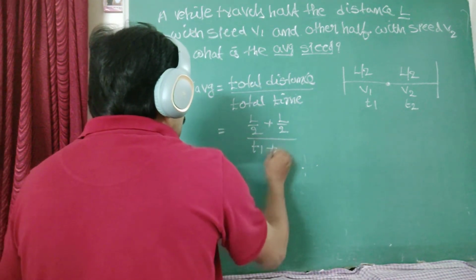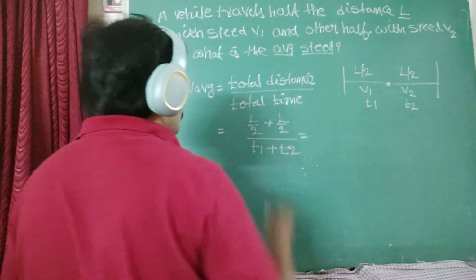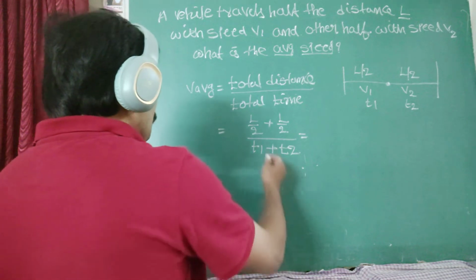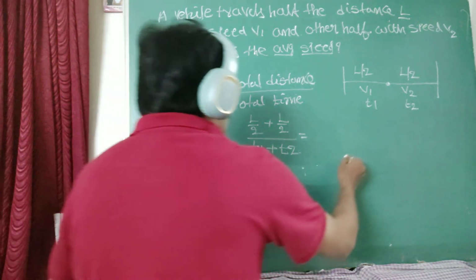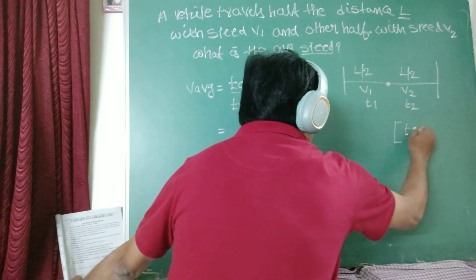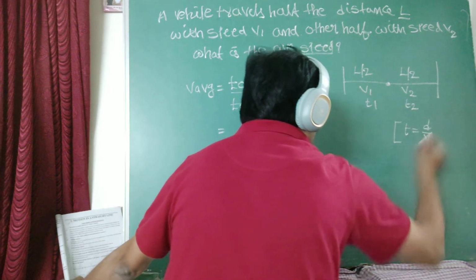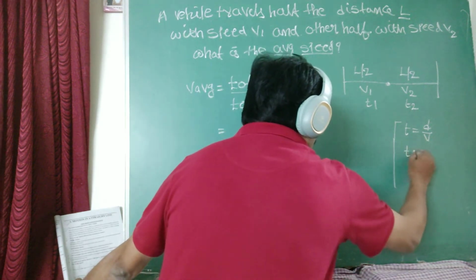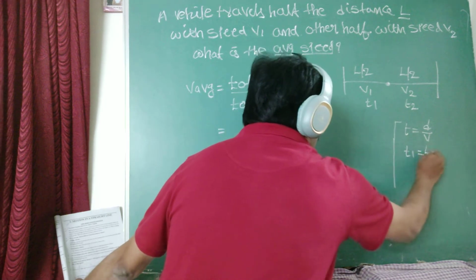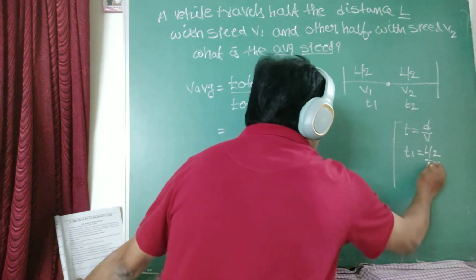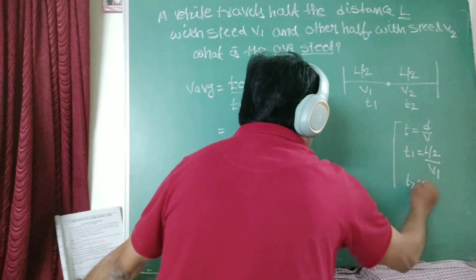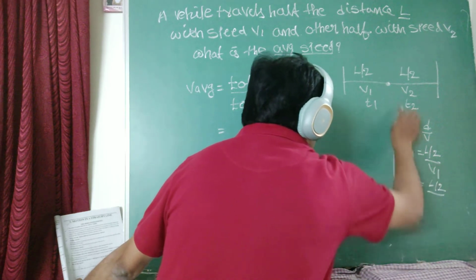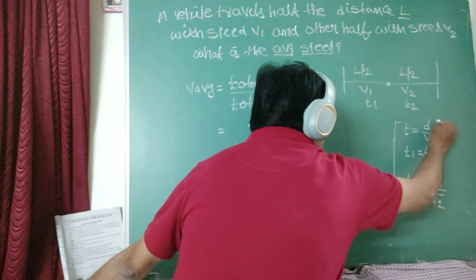Add those two values: T1 plus T2. You have to simplify the value at this moment. We convert this time in terms of distance and velocity: T equals D by V. Extend this in terms of T1 and T2. T1 equals the distance travelled, L by 2, divided by the corresponding velocity V1. For the second time interval T2, the distance covered is L by 2 divided by velocity V2.